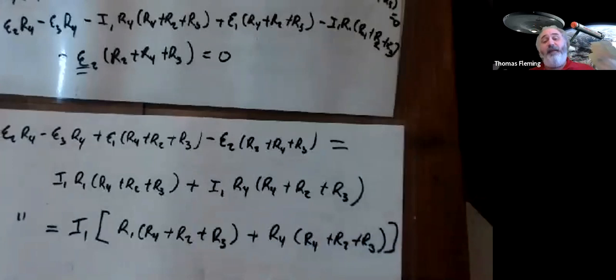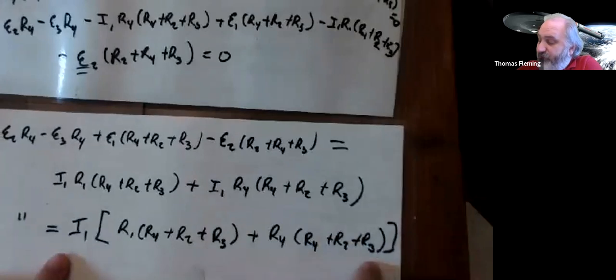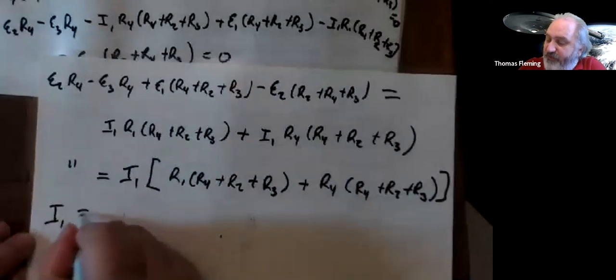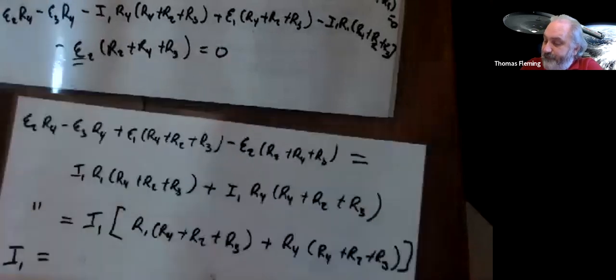And then I have one last step to be done with I1. I'm just going to divide both sides by all of this garbage. So at the very end of this, I'm going to have I1 by itself. It's going to equal this, which is this stuff.